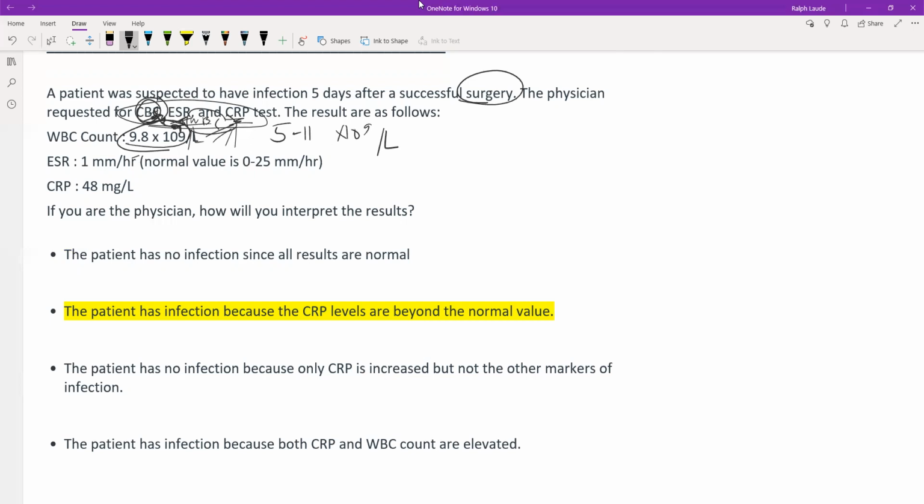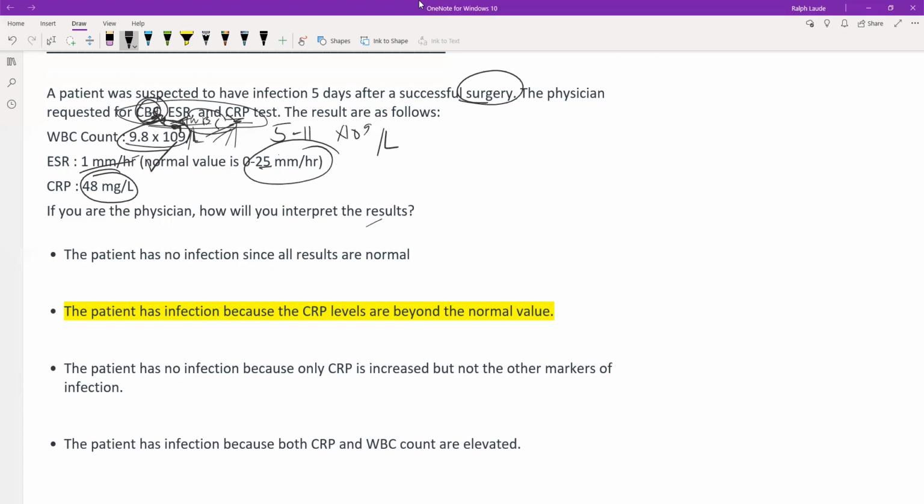ESR, yes, it is normal. As I have stated, you have 0 to 25 millimeter per hour as the normal value. Since it fell on 1 millimeter per hour, it is within normal range. But the CRP is high. So if you are going to be the attending physician, how will you interpret the results?